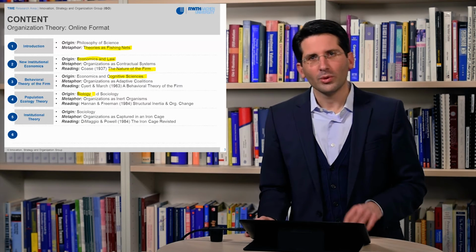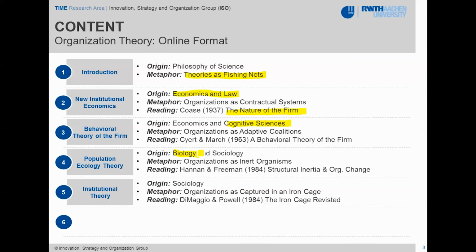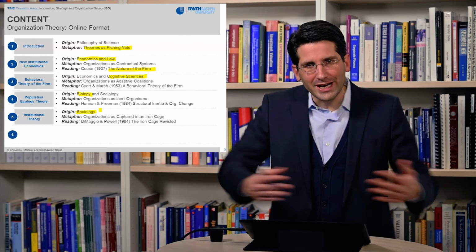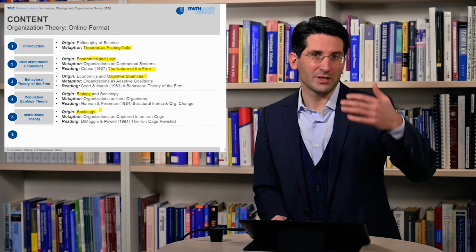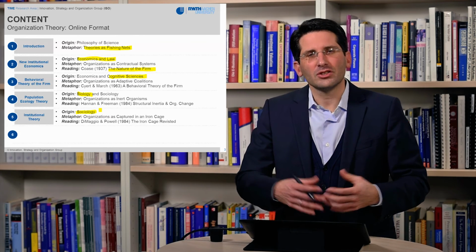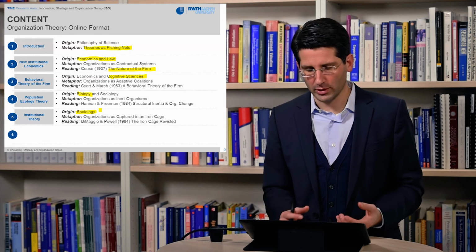In our fifth session, we'll be looking at institutional theory. Institutional theory is not to be confounded with new institutional economics. It's a very different theoretical lens. It's a lens that comes from sociology. And the metaphor is a quite intriguing one. The metaphor that is guiding institutional theory is the metaphor of organizations as being captured in an iron cage. So the organization as being constrained in its activities because it is exposed to external norms and other pressures that essentially constrain the freedom of action of the focal organization.